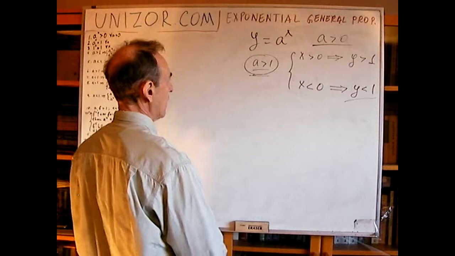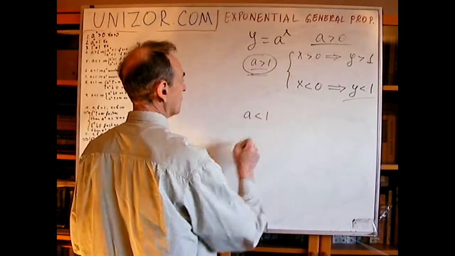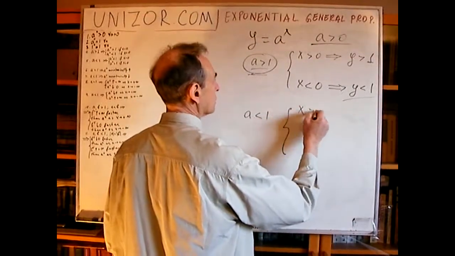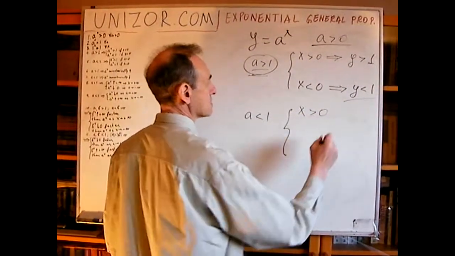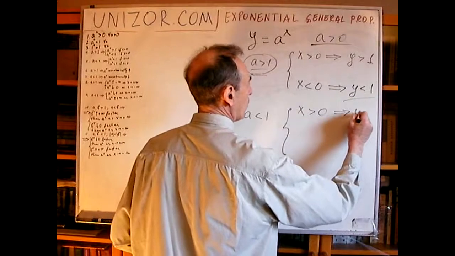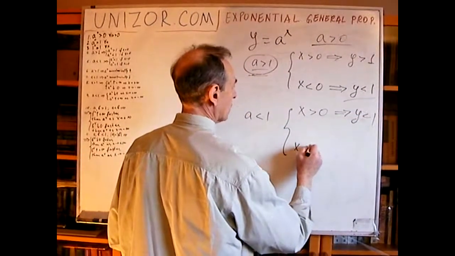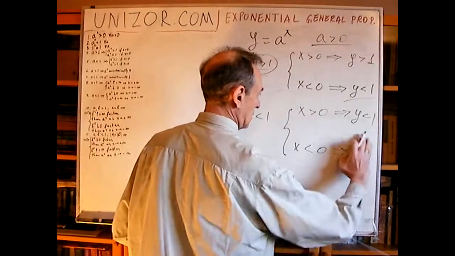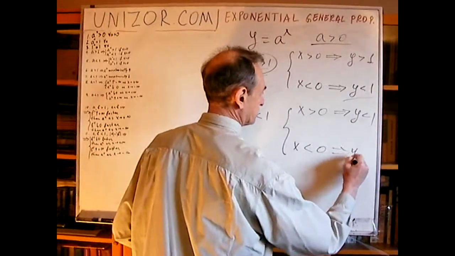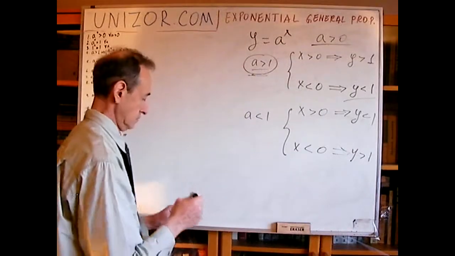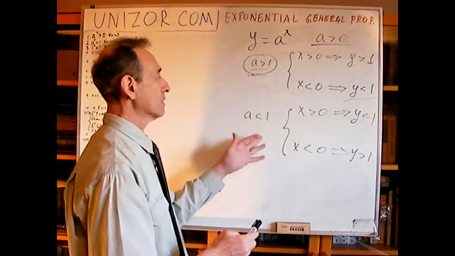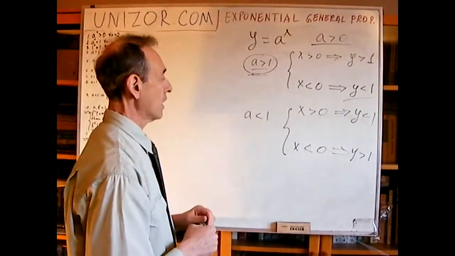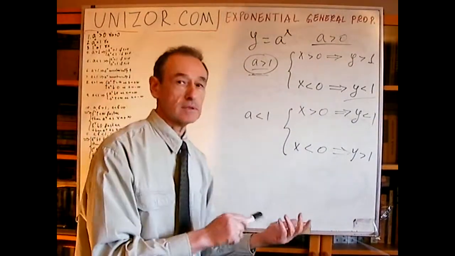what if a is less than 1? Well, then I'm saying that for positive x, a to the power of x would be less than 1, and for negative x, it would be greater than 1. Well, I can prove it directly in exactly the same or similar fashion that I did it for a greater than 1, but let me do it slightly differently.